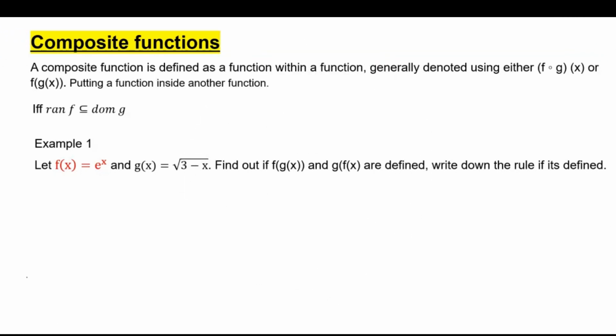Hello. Composite functions. A composite function is defined as a function within a function and is generally denoted using the composition operator, or g of x, or f of g of x, putting a function within another function. And that can only exist if and only if the range of the inside is a subset of the domain of the outside. So in this case here, this is our inside. If the range of that g of x is a subset of the domain of f of x, then the composition does exist. All right, let's have a look at this example, these two functions.